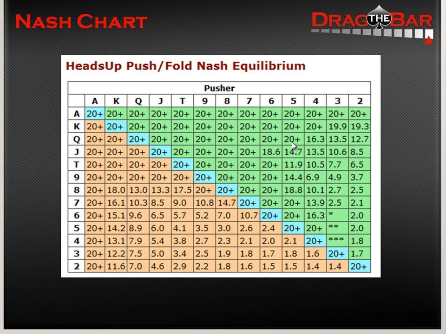So for King 4 offsuit, you want to find the number where King and 4 intersect in the peach-colored area. And that's going to be following the King column down to where it intersects with the row of 4s. You're going to see that you can shove King 4 offsuit for 13.1 big blinds. And if you needed to look at a suited hand, let's say you were now looking at King 4 suited, you would follow the King row over to where it intersects with 4 again. You can see now if it's suited, you can actually shove it for 20 big blinds.